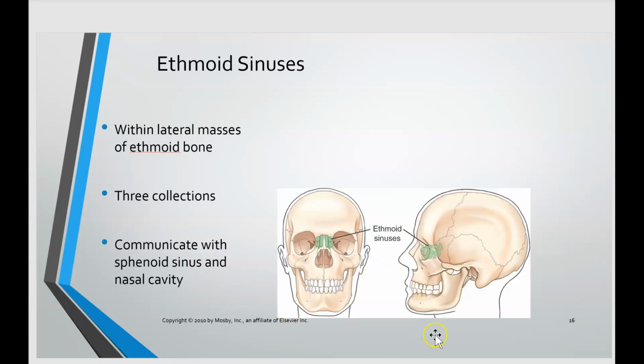And this illustrates where those are located. So they are within the lateral masses of your ethmoid bone. There's 3 different collections: anterior, middle, and posterior. And they also communicate with the sphenoid sinus and within your nasal cavity.